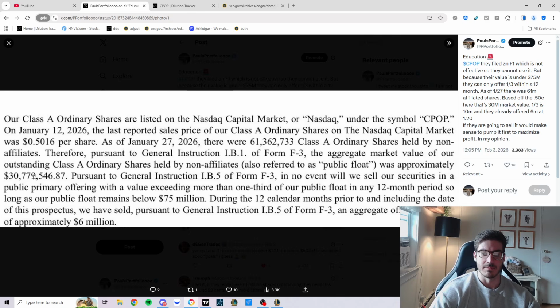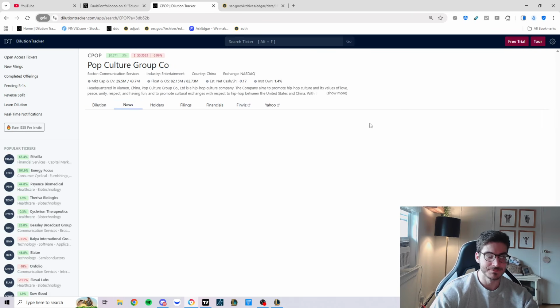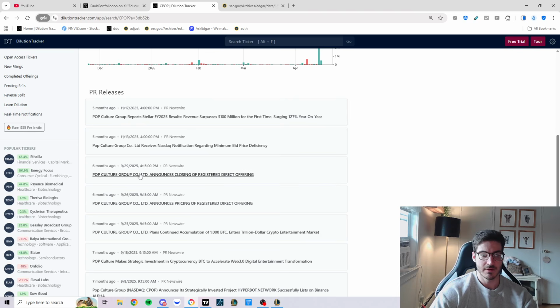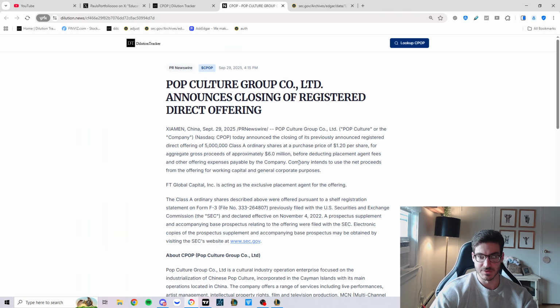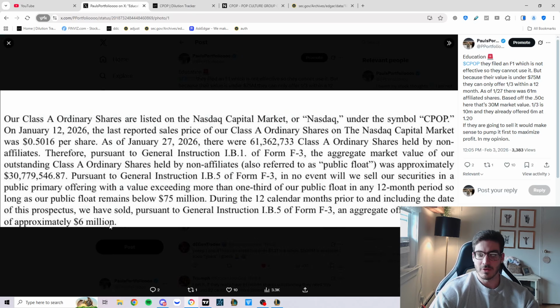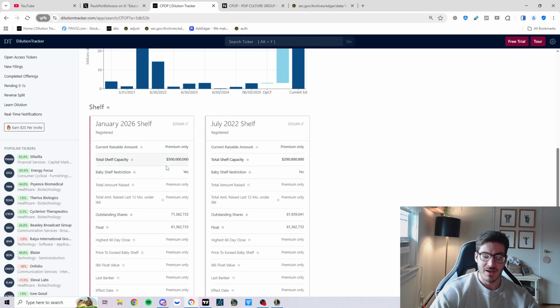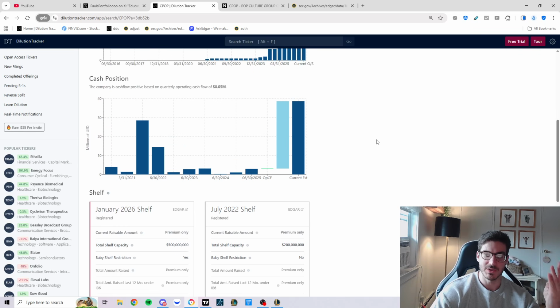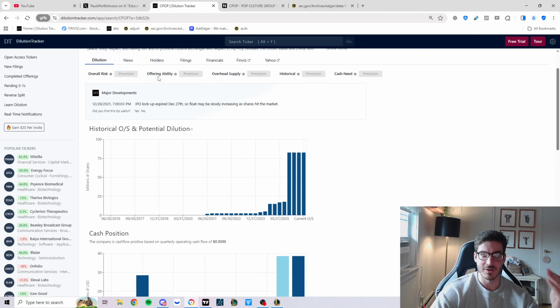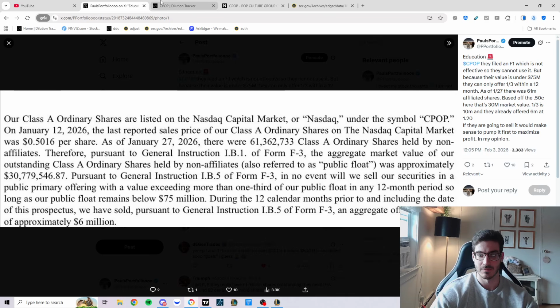1/3 of that is 10 million. They already did an offering, if you look back here, for 6 million. So they only have 4 million left, right? So even though they have a shelf for 500 million, they can only sell up to 4 million of that, because they've already used 6 of it, if that makes sense at all.